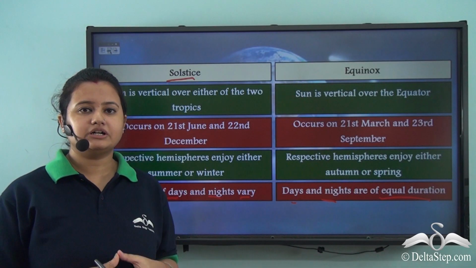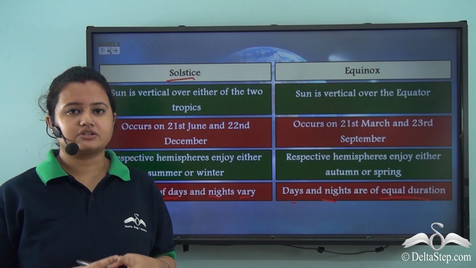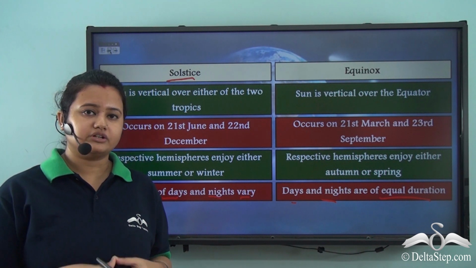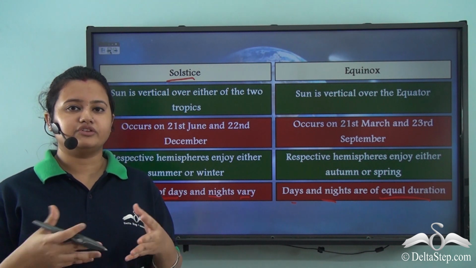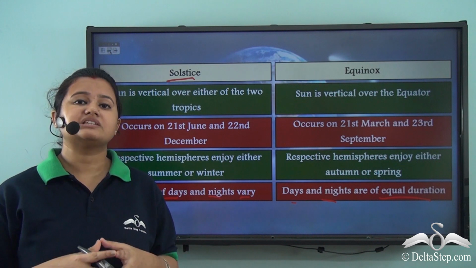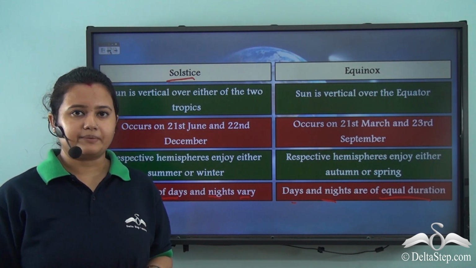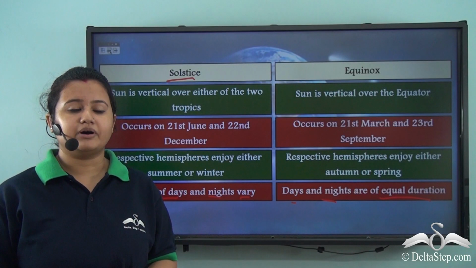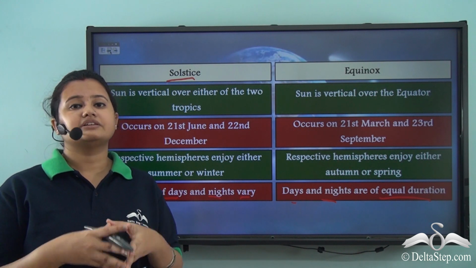Now, as I mentioned earlier, solstice and equinox are different positions of the earth or different phases of the earth, and this occurs because the earth revolves around the sun. Next, we shall discuss different effects of Earth's revolution.